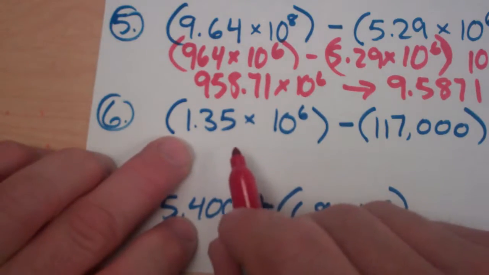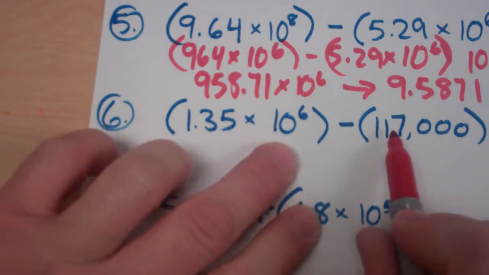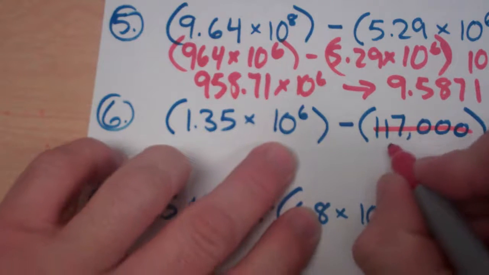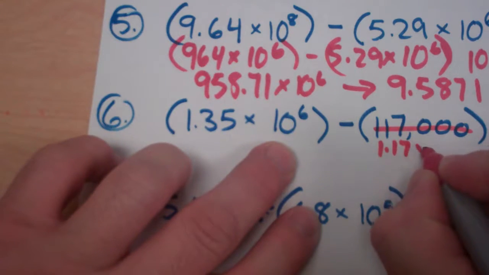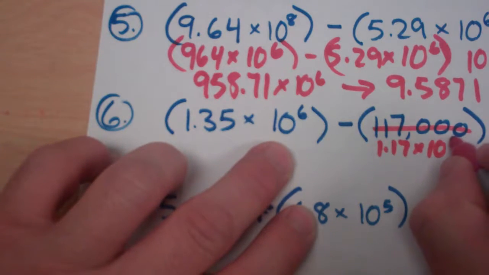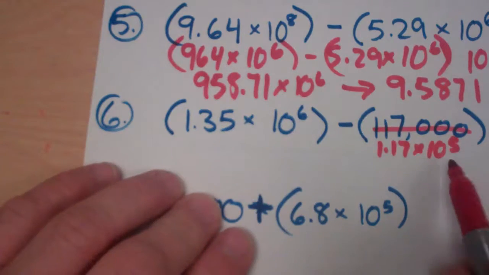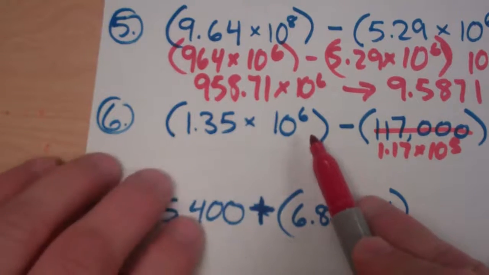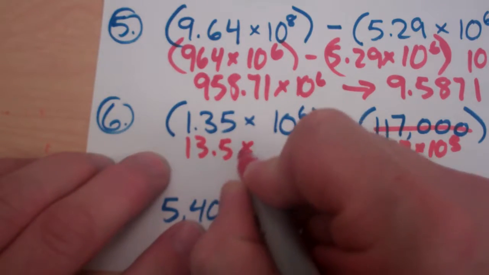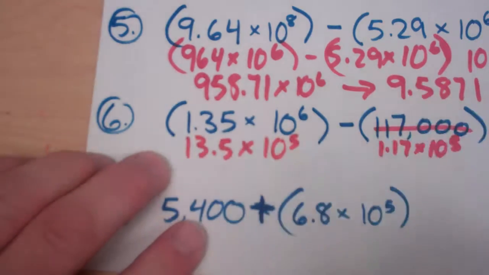All right, so once again, I'm in the 6th power, and this one's not even in the right notation. So let me change it. That would be 1.17 times 10 to the, and then I moved it 3, 4, 5 places. So I go to the smallest one, so let me convert this one to the 5th power. Means I would need to move the decimal 1 place. That'd be 13.5 times 10 to the 5th power.